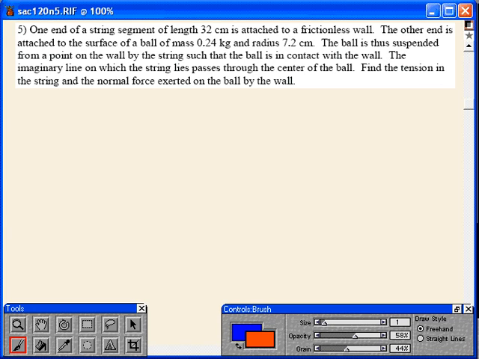Okay, here we've got a ball on a wall. Let's have a go at drawing a picture of this. I'll get the wall on there first, and put a ball.